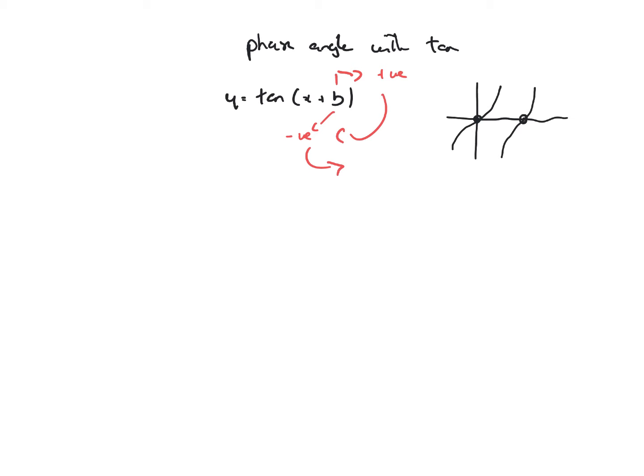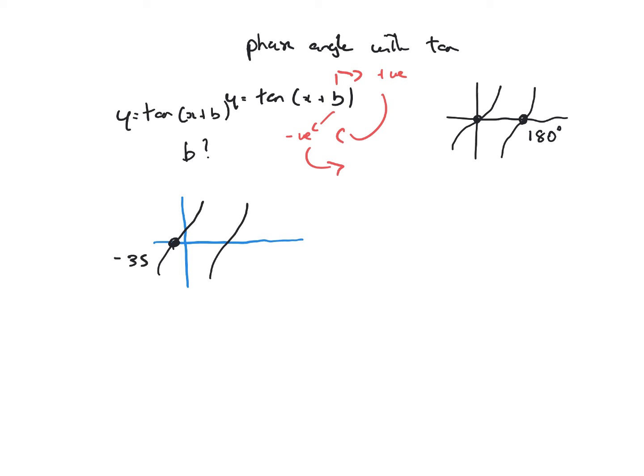So it cuts at 0, and then it cuts the x-axis again at 180. Okay, so let's have a go at these ones. For each one, these are all of the form y equals tan x plus b, and we need to identify the value of b. Okay, so first one, minus 35. Okay, so we see that should put at 0. It's been moved 35 degrees in the negative direction, so b is plus 35.